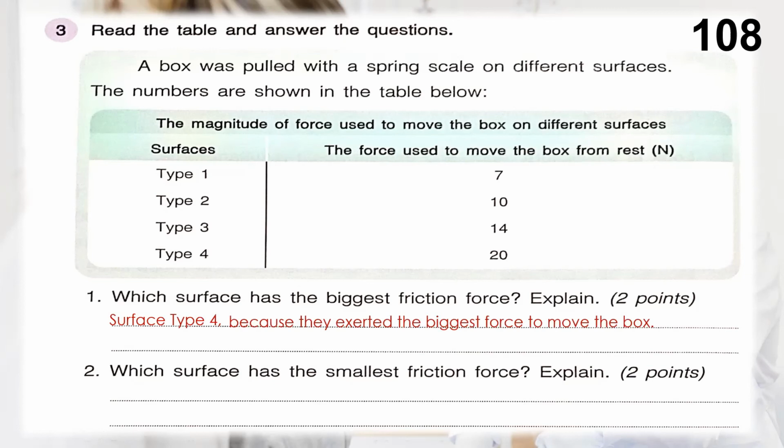What about number 2? Which surface has the smallest friction force? And then explain your answer. So just look at the table. Which one has the smallest friction force? Of course, it's surface type 1 because they exerted the smallest force to move the box.